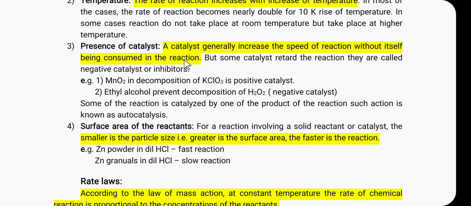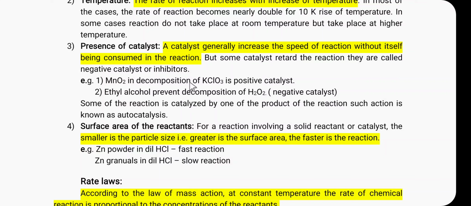Then the third factor is the presence of catalyst. All of you know that generally due to presence of catalyst, the rate of the reaction increases. A catalyst generally increases the speed of reaction without itself being consumed in the reaction. If the rate of the reaction is increased due to presence of catalyst, then such a catalyst is called a positive catalyst, and if the rate of the reaction is decreased due to presence of catalyst, such a catalyst is called a negative catalyst, or it is also called an inhibitor.